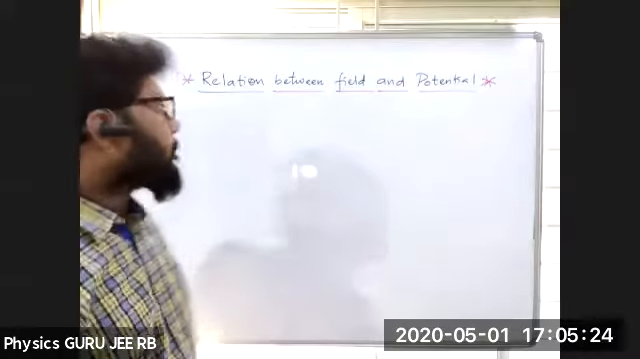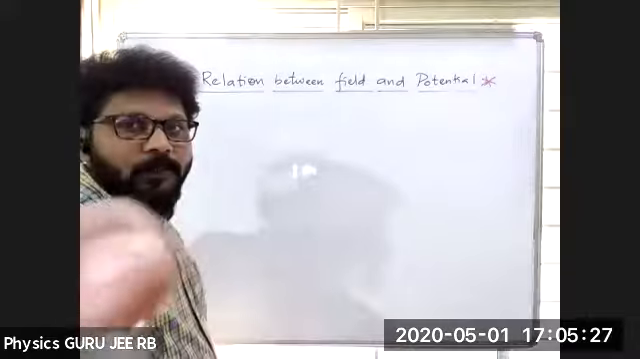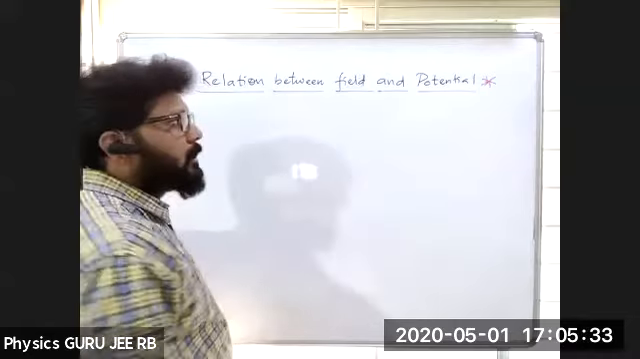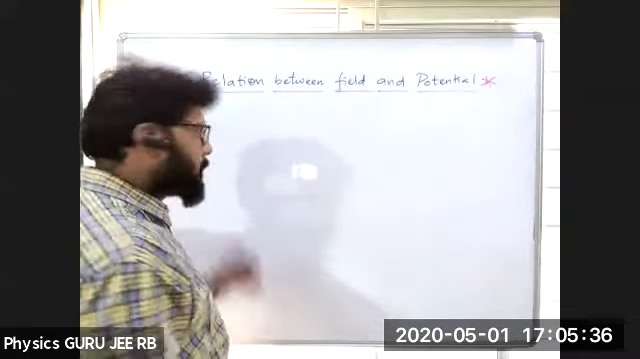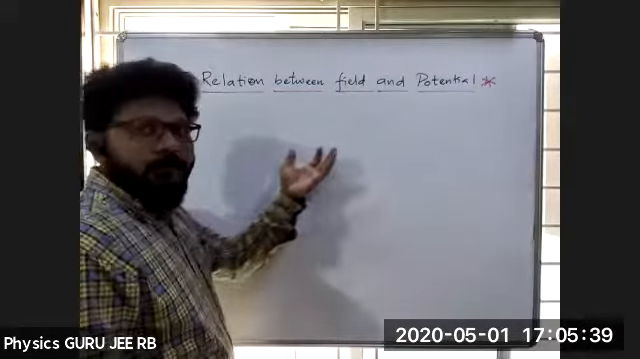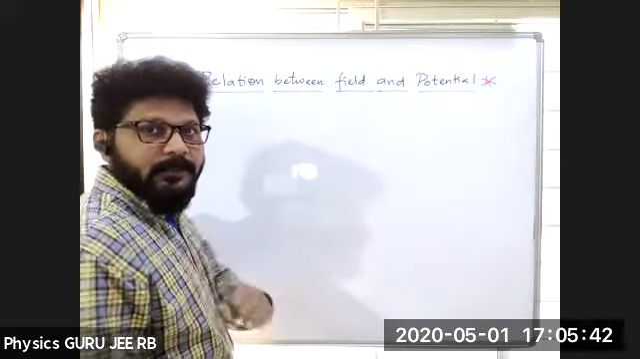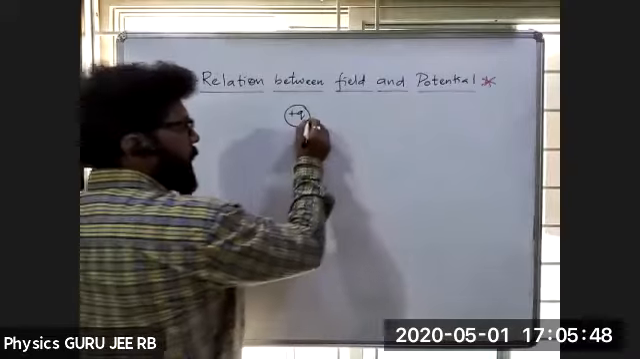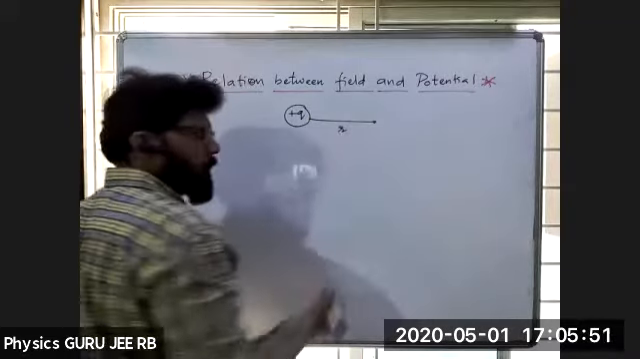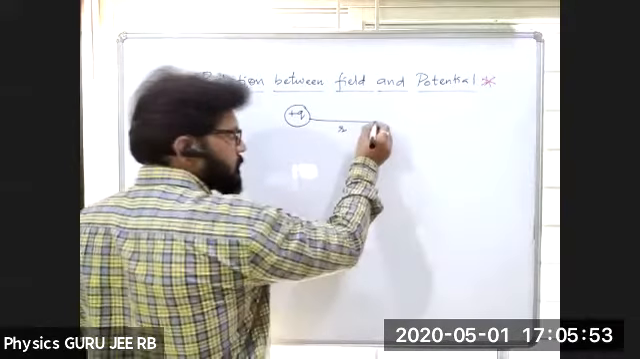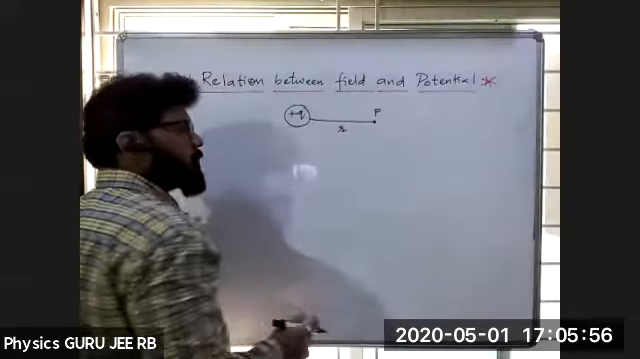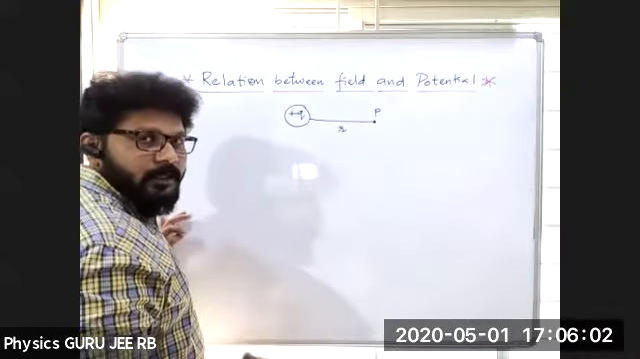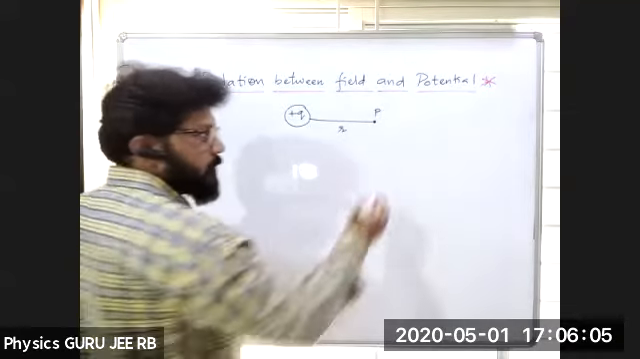Right. Now, relation between field and potential. Field means electric field intensity, and electric potential. First, just try to recall whatever we studied in the previous classes. If I have a positive charge here, and at a distance, let's take it as R, at this particular distance, let me take point P. If I ask you, at this particular point, what is the electric field intensity?